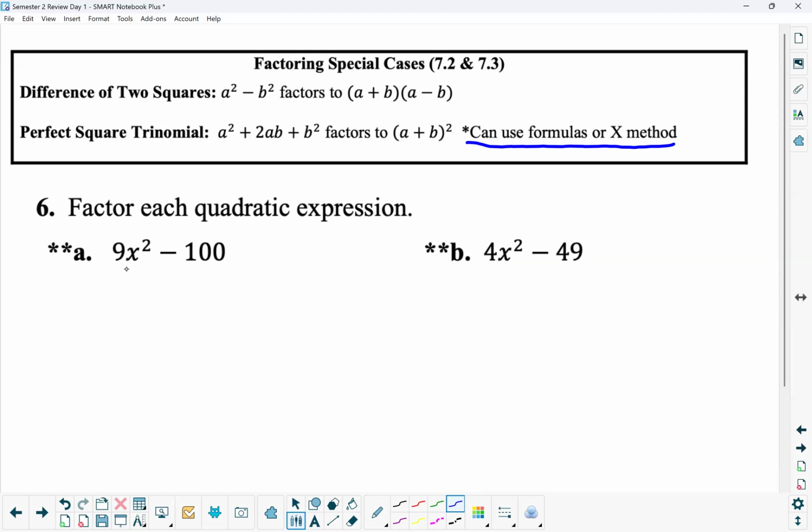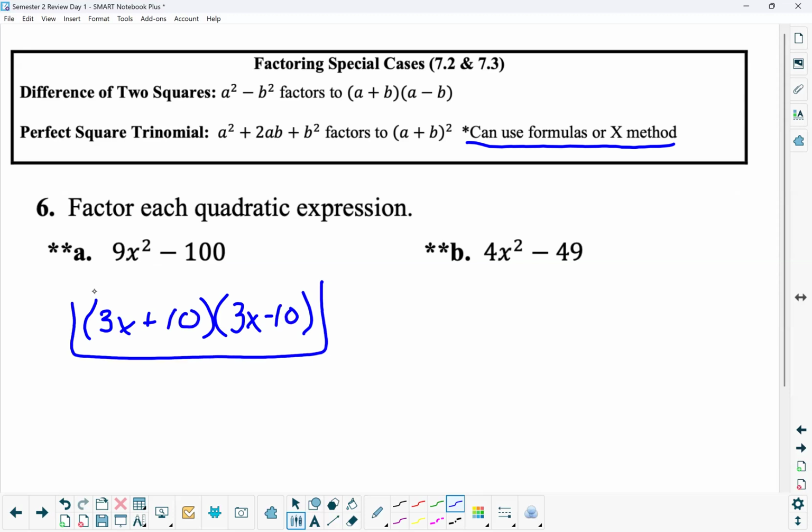So for letter A, 9x squared minus 100. 9 is a perfect square. Square root of 9 is 3. So we're going to end up with 3x plus something, 3x minus something. And the number that multiplies by itself to get to 100 is 10. In other words, the square root of 100 is 10. And there's our factored form.